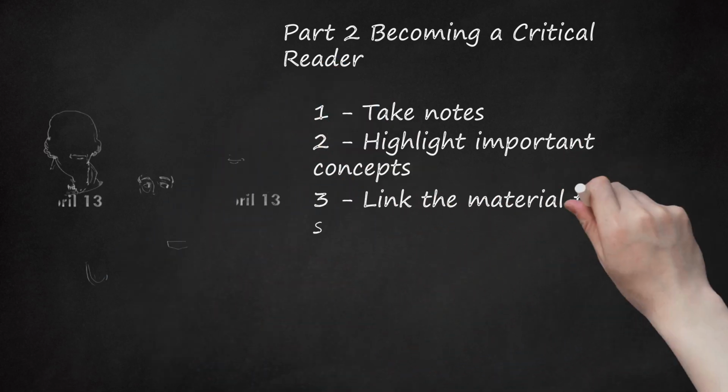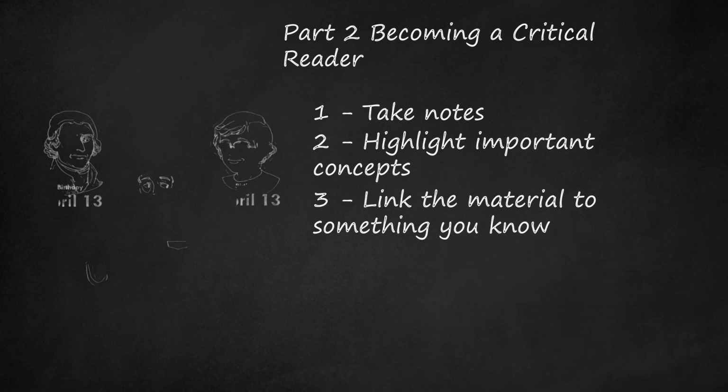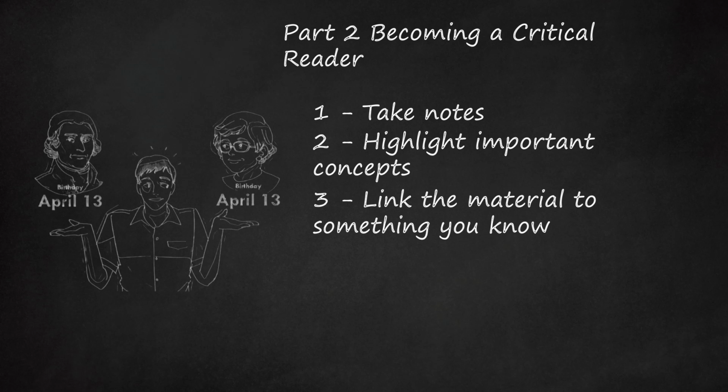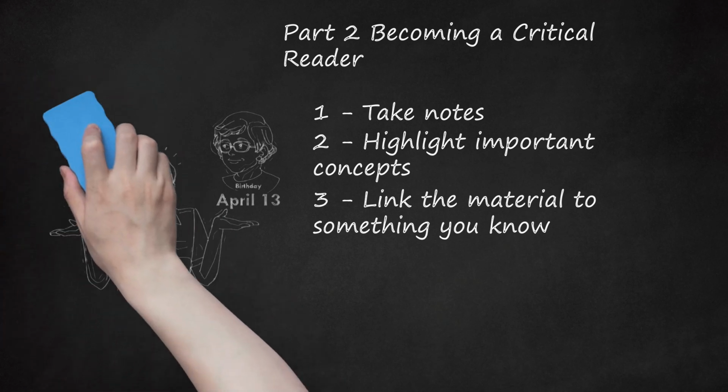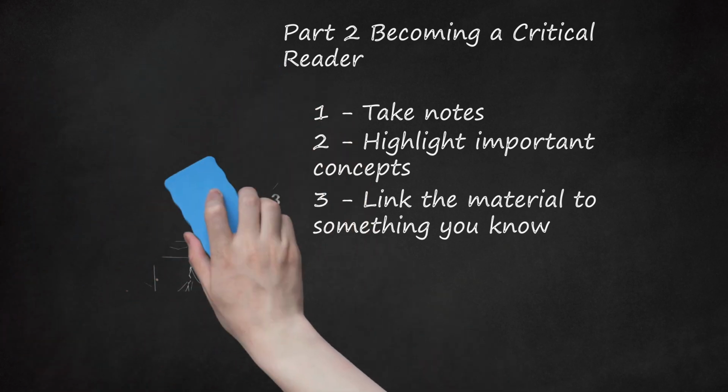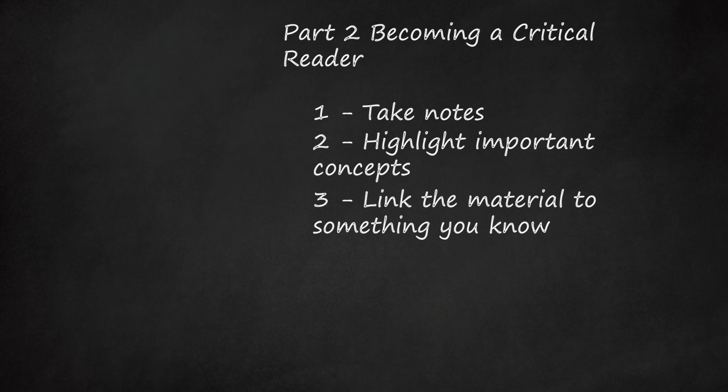3. Link the material to something you know. Associate new information with information you already know. By associating new information with information you already know, your brain will store the new information in your long-term memory bank. For example, if Thomas Jefferson was born in the same month as your mom, by linking his birthday to the birthday of someone you know, you will be able to remember the date better.